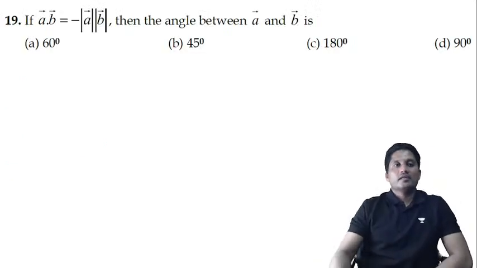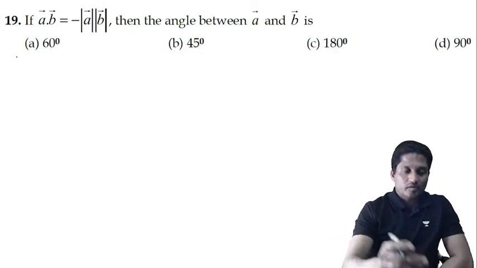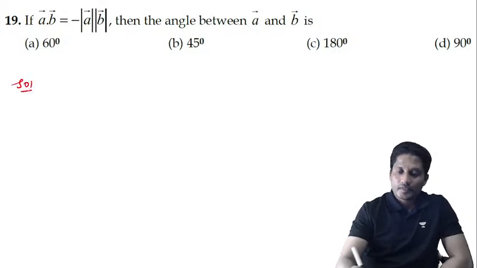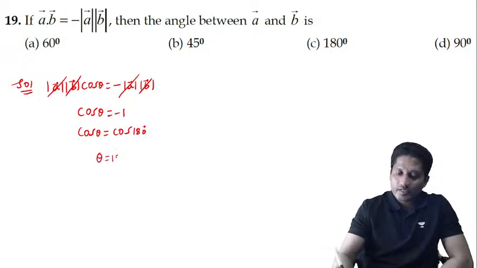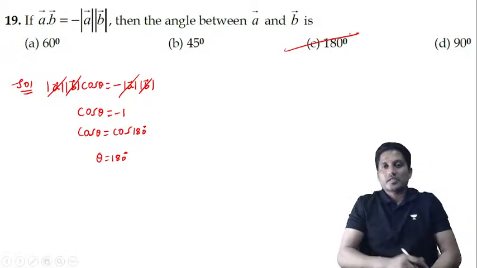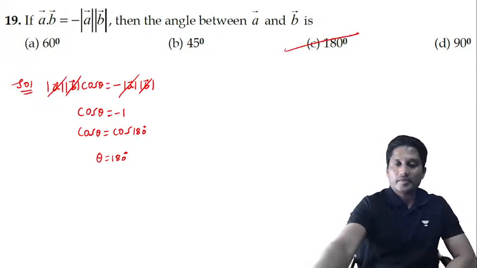Right, question number 19. A dot B is equal to minus mod of A minus B, right? A dot B is mod A into mod B into cos theta is equal to minus mod A into mod B. This will cancel. You will get cos theta is equal to minus 1. Cos theta is equal to cos pi because cos pi is minus 1. If you equate, you get theta is equal to 180 degree. Okay, answer is option C. Let's move to the next question.